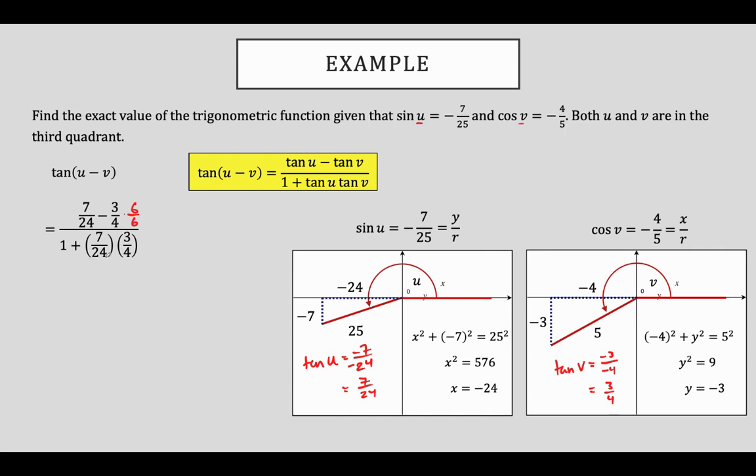When we multiply out our denominators, to multiply these two fractions, we multiply across. 7 times 3, that's going to give me 21 over 24 times 4. That's going to give me 96. And we can reduce that into 7 over 32. I've got negative 11 over 24 divided by 1 plus 7 over 32.